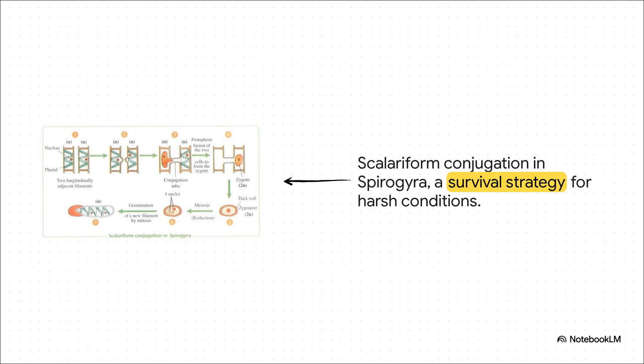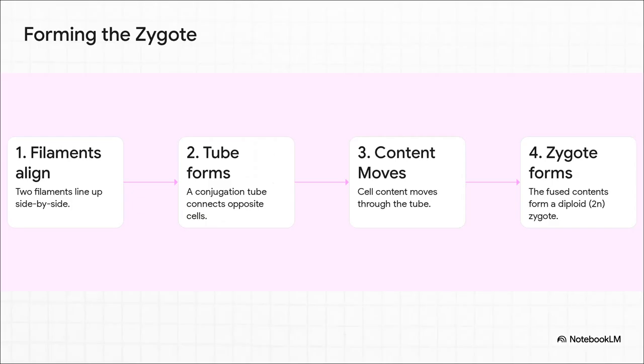Now take a look at this amazing diagram from Dr. Ramez's work. It lays out the whole process so clearly. You can see these 2 long filaments of Spirogyra lining up right next to each other. This is the very beginning of what's called scalariform conjugation, and it's a pretty remarkable story of survival. So how does this work? Well, first, the 2 filaments line up.